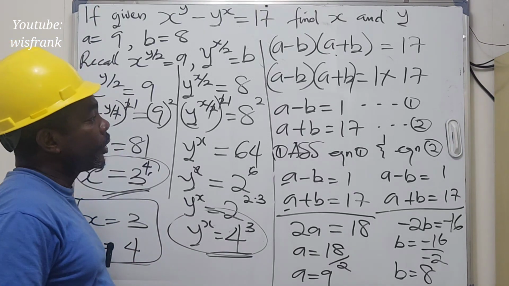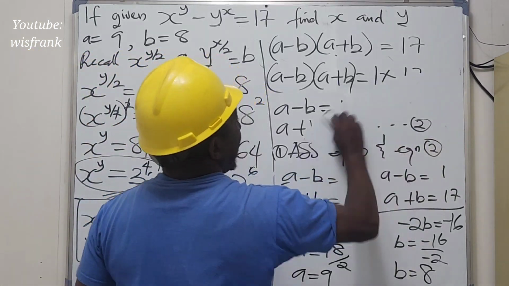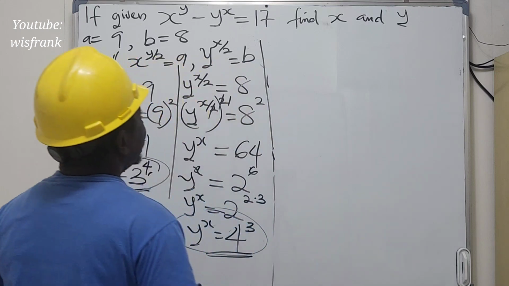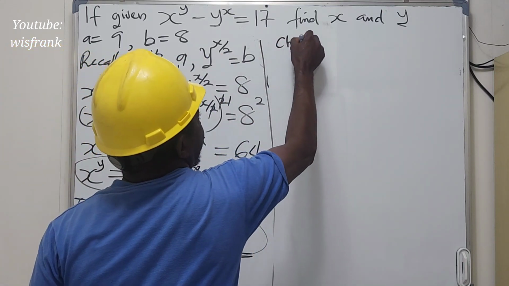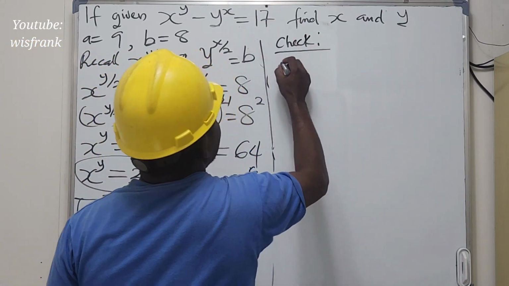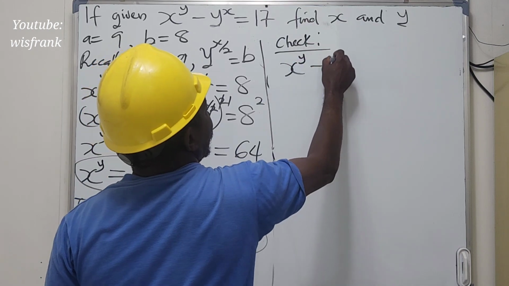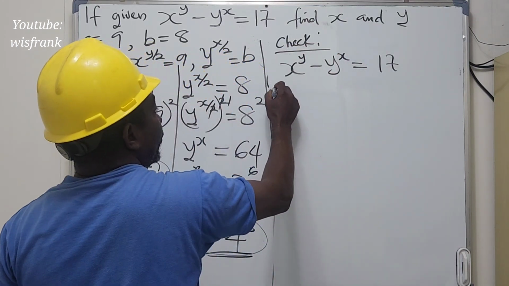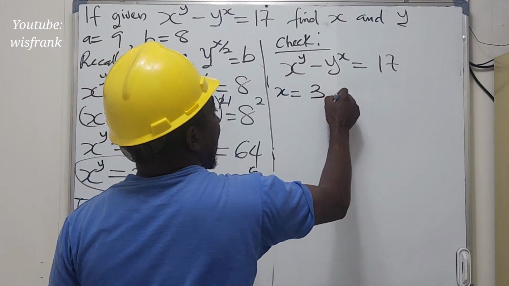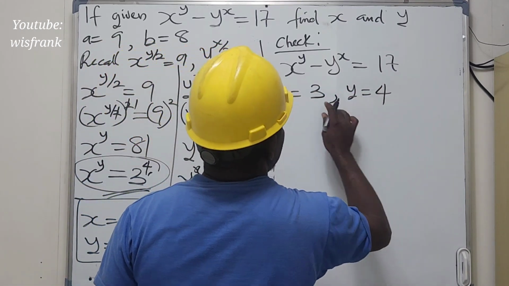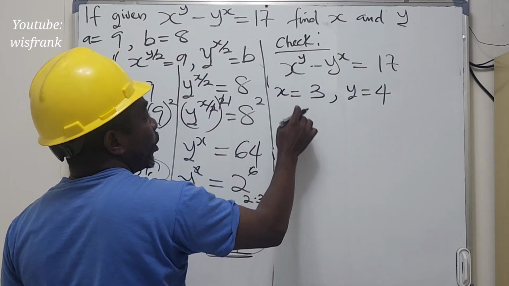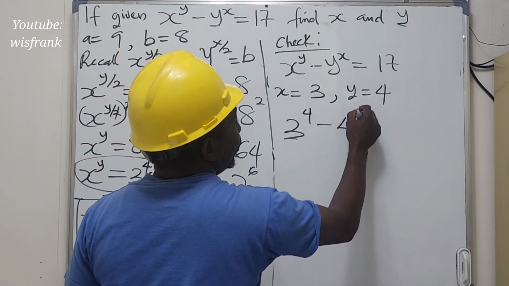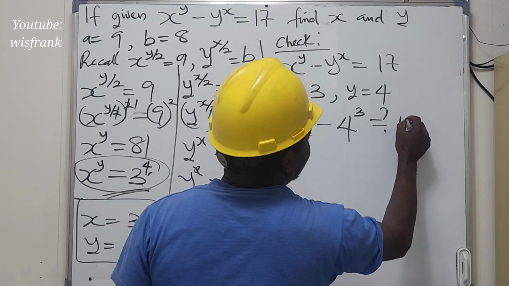We can do a little check for us to see whether x equals 3 and y equals 4 will satisfy this expression. So we have here check. We have given x to the power of y minus y to the power of x equals 17, and our value of x equals 3 and our value of y equals 4. So substituting these parameters into this equation, we have 3 to the power of 4 minus 4 to the power of 3. Well, this equals 17.